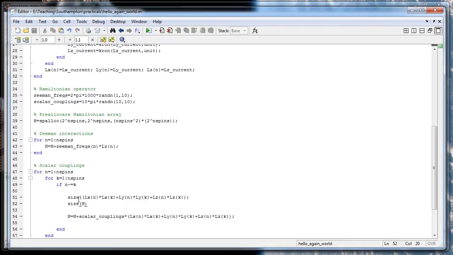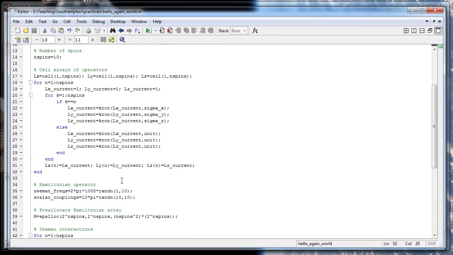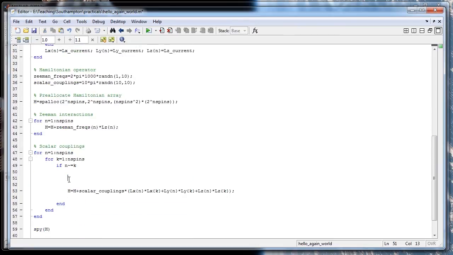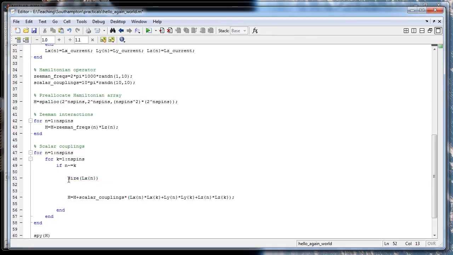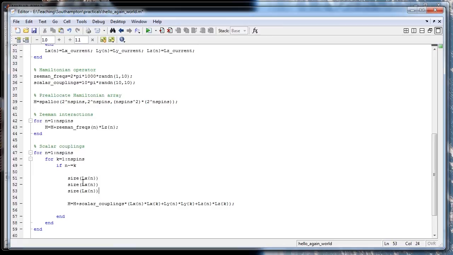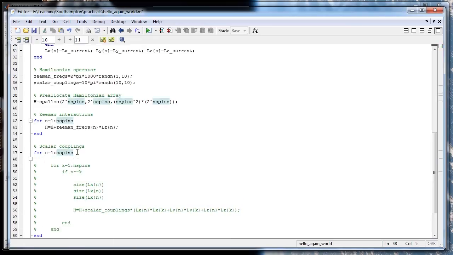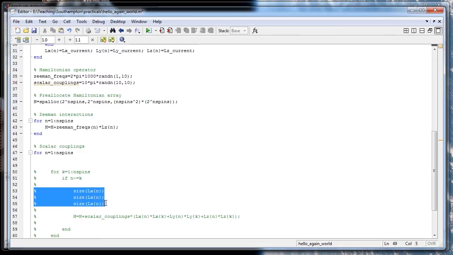So somewhere the multiplication doesn't quite do what it's supposed to be doing. So let's then print the sizes of every matrix that we've got. Size Lxn, then Lyn and Lzn. And let us actually comment all of this out and simply print the dimensions just in case we've missed something. Like that.